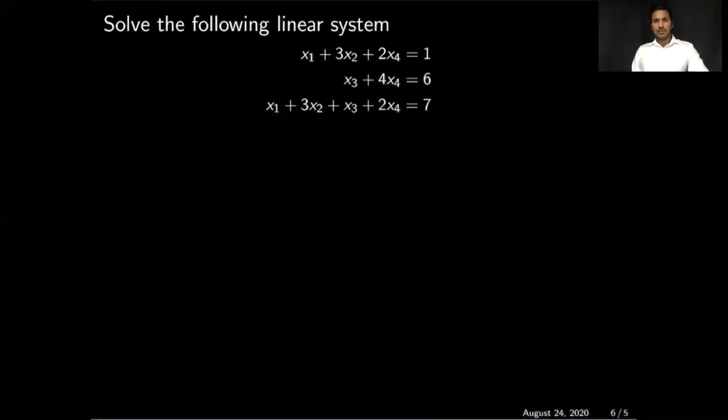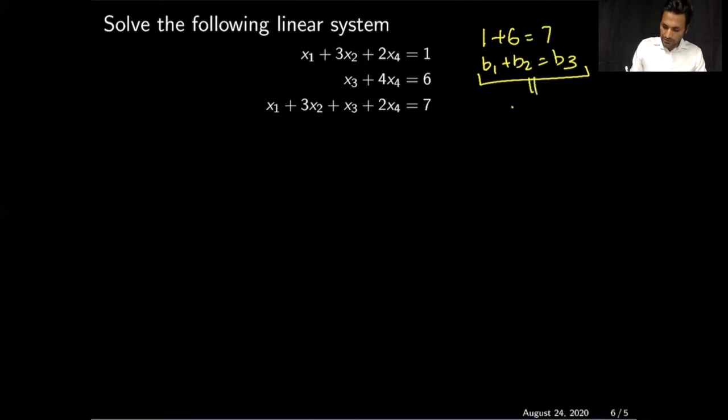Let me take this example where the right-hand side vector belongs to the column space. You can see that 1 plus 6 is equal to 7, so this satisfies the condition b1 plus b2 is equal to b3. In that situation, my right-hand side vector is in the column space, so I will have many solutions.